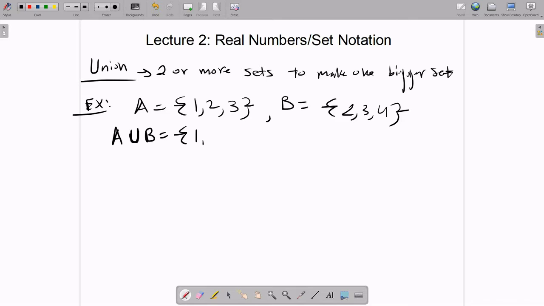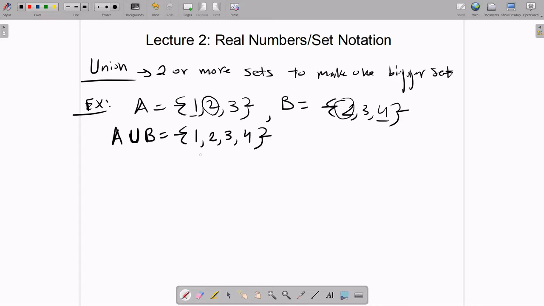So 1, 2, 3, and 4. That will be all the elements in both A and B combined into one big set, which will be the union of A and B, including numbers that are the same in both, such as there's a 2 in A and a 2 in B, or any elements that are different, such as a 1 here but it's not there, and a 4 here but it's not in A.